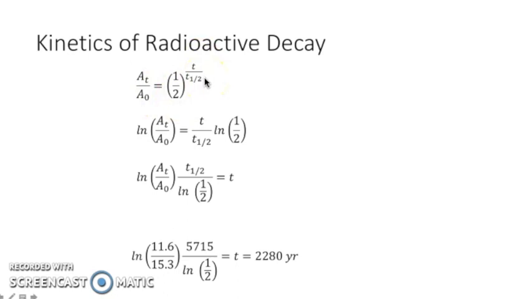Now, we're looking for the age of the object, which means we want to solve for t. So I've just done some algebra here where I've solved for t. It's a little bit messy, but ultimately I'm going to plug my information from the problem into this equation to solve for the length of time since that tree died. So we have the log of the activity now over the original activity times the half-life divided by the log of 1/2, natural log of 1/2. And so we end up getting 2,280 years.